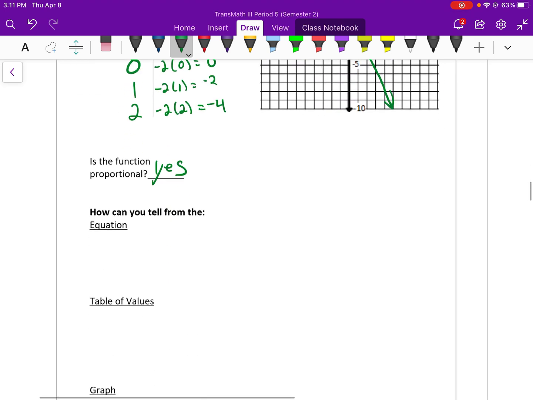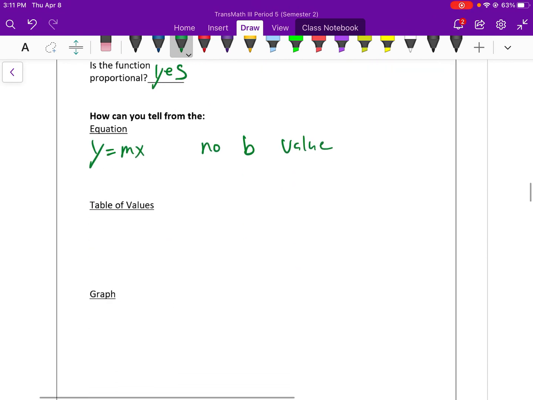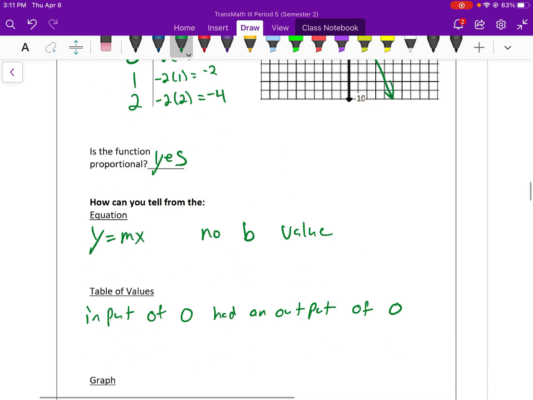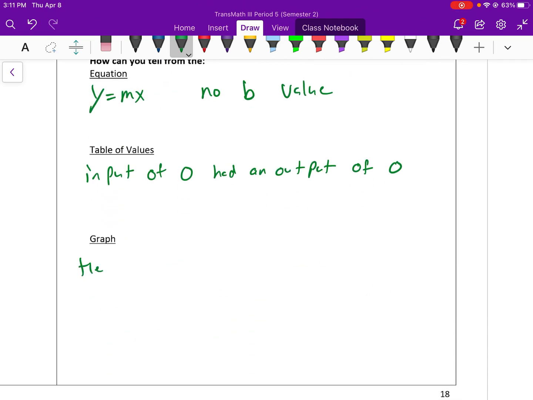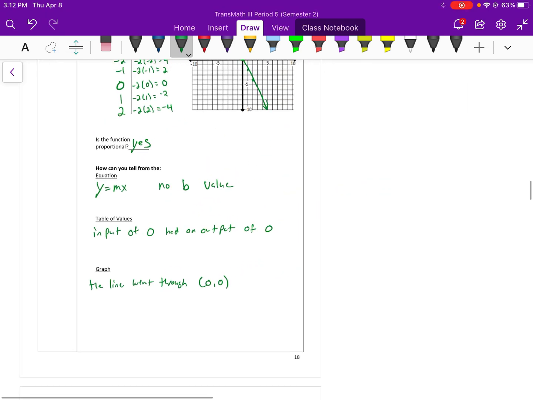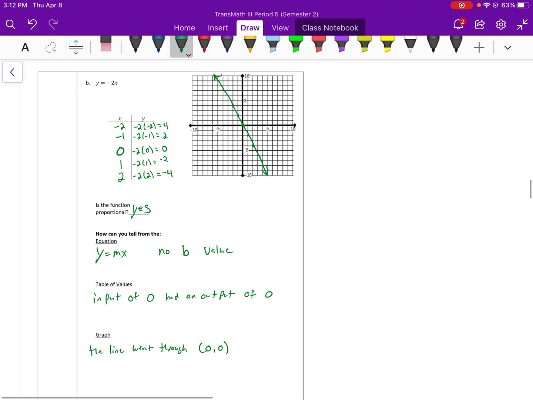From the equation, we could tell it was in the form of y equals mx. No b value. If there's no b value, if you just see a coefficient on x, those will be proportional. In the table of values, an input of 0 had an output of 0. Therefore, it went through that point, 0, 0. And on the graph, the line went through that point of 0, 0. All right, so that is determining if something is proportional and graphing that line.